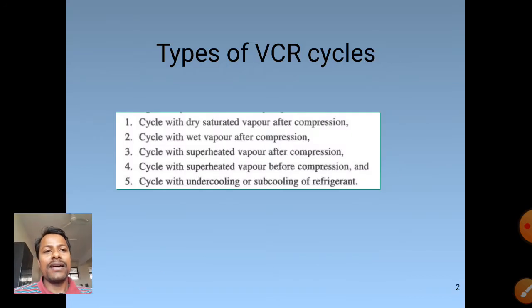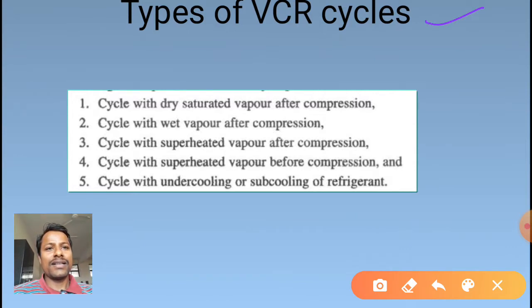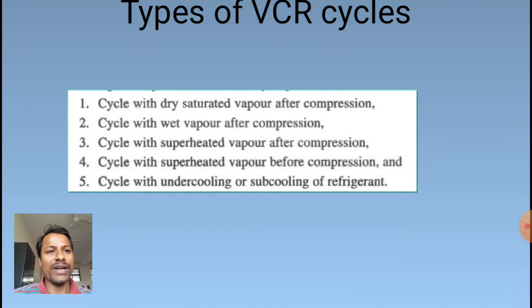Here we can list the types of VCR cycles. The first one is the dry saturated vapor after compression, meaning the refrigerant is dry saturated after compression, so at the inlet of the compressor the refrigerant is a saturated liquid plus vapor mixture, which means it was wet. So that is the first case.